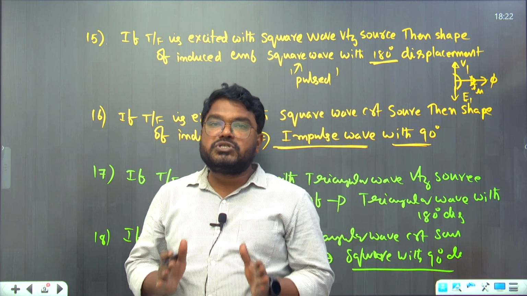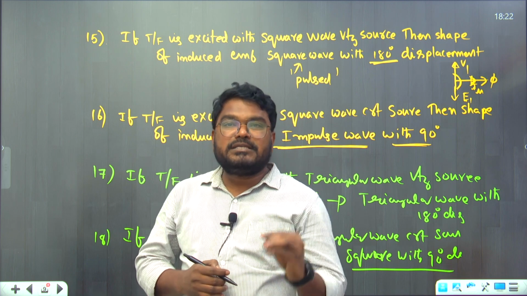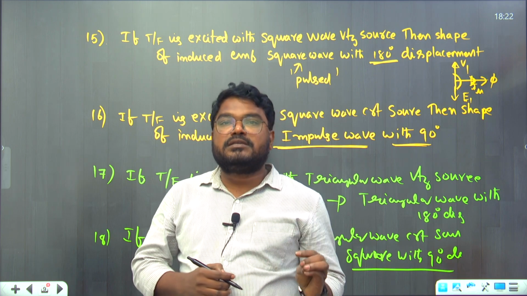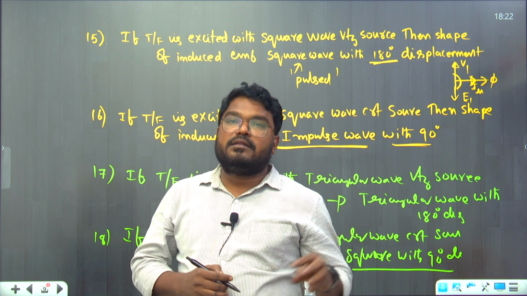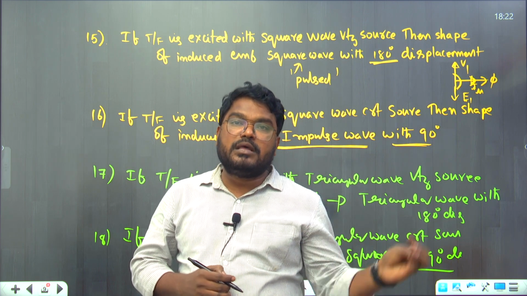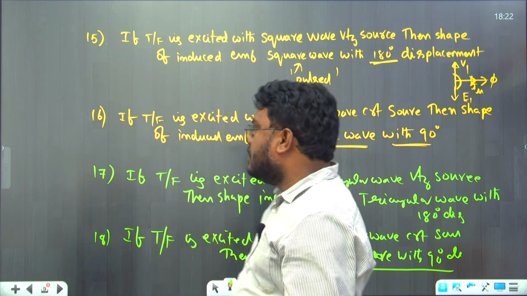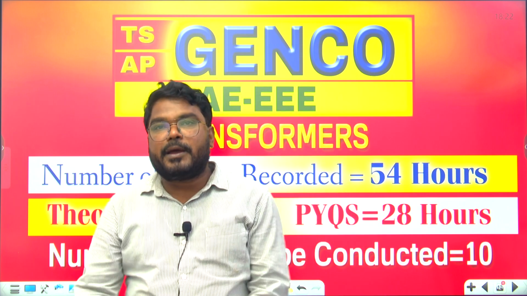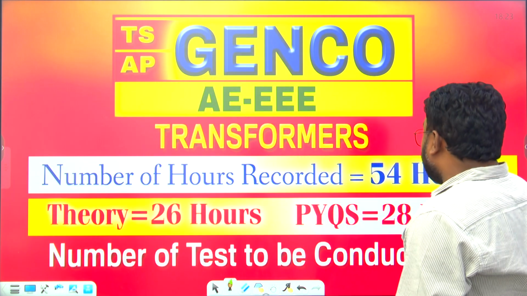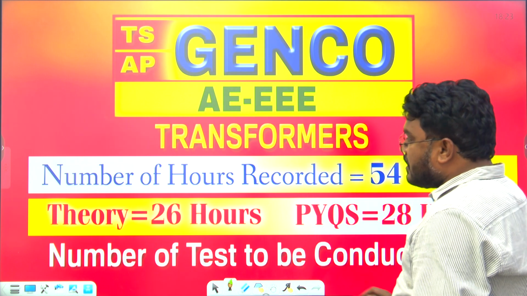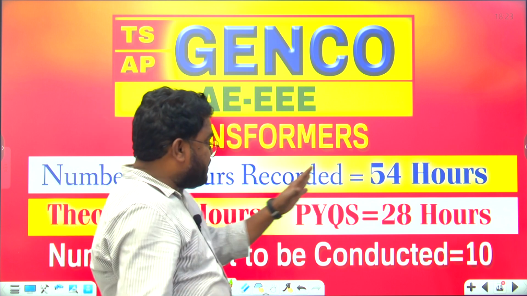So these are the short notes on the basic concepts of the transformer. What are the basic concepts? Features, applications, and the operating principle of working, that is, how EMF is induced in the primary winding and secondary winding of the transformer. I have discussed all these points in detail in the video lectures, recorded almost 54 hours on the transformer. The number of hours recorded on the transformer is 54 hours.